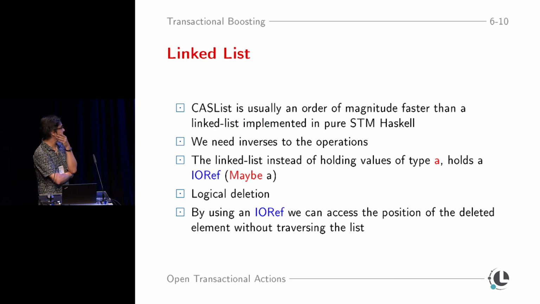Also, in some experiments, this linked list that we used in the set performed an order of magnitude faster than a linked list implemented in pure STM Haskell. So we wanted to access this linked list inside of STM Haskell. To do that, we needed inverses for the operations. So we modified the linked list. Instead of holding values of type A, it holds IORefs of Maybe A.